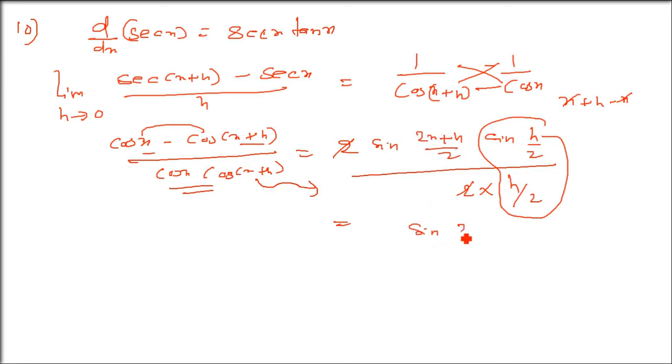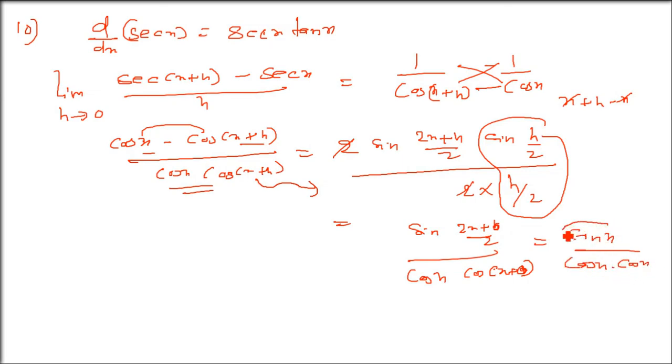And when we apply the limit, h is going to be 0. So it will be sin 2x by 2, that is sin x, in the numerator. In the denominator you have cos x and cos(x plus h). Apply the limit, h is 0. Sin 2x by 2 is sin x, and cos x times cos x is cos square x. So you have sin x by cos square x. Sin x by cos x we can take as tan x and 1 by cos x as sec x. So sec x tan x has come.